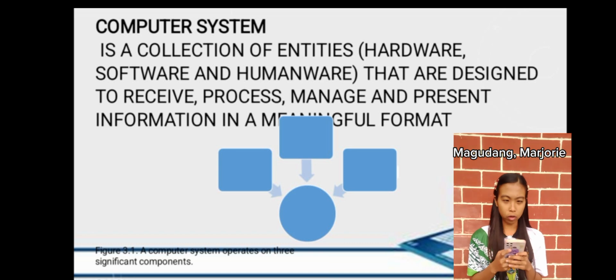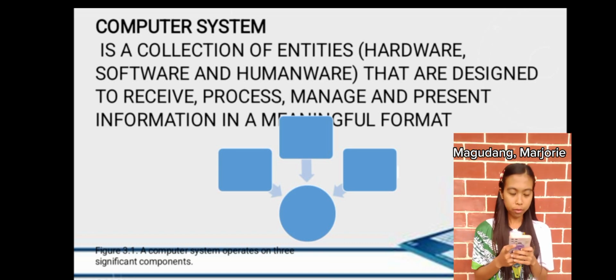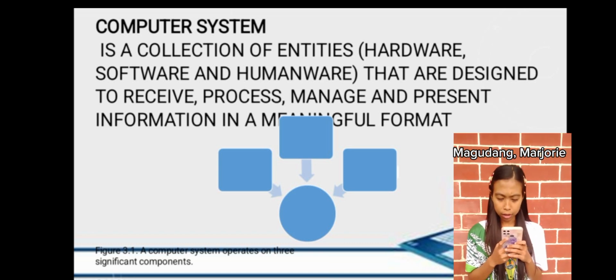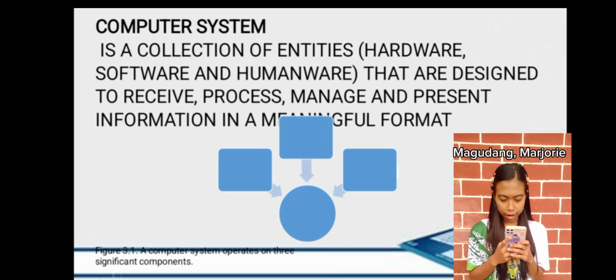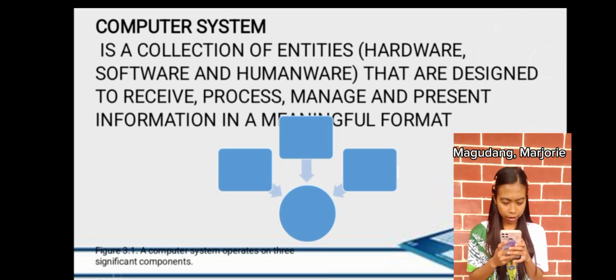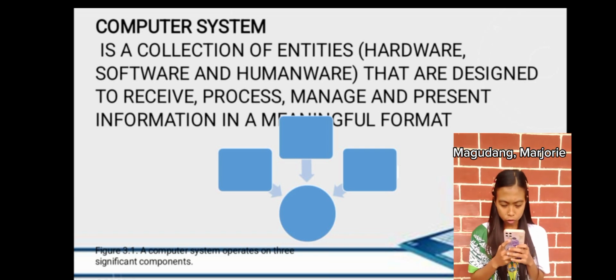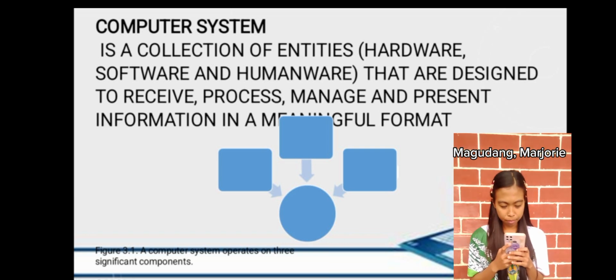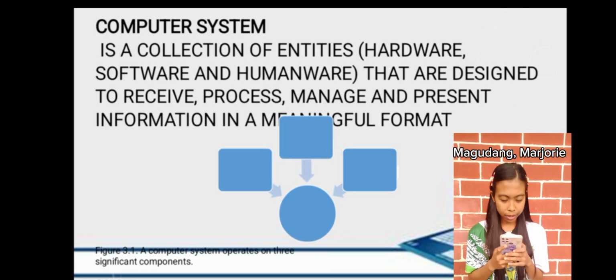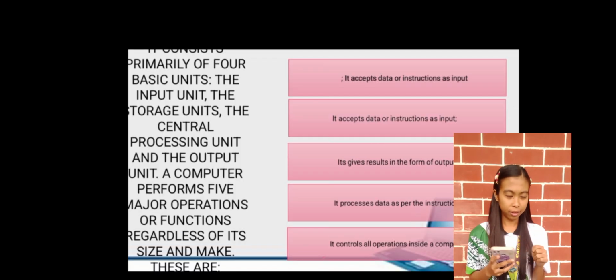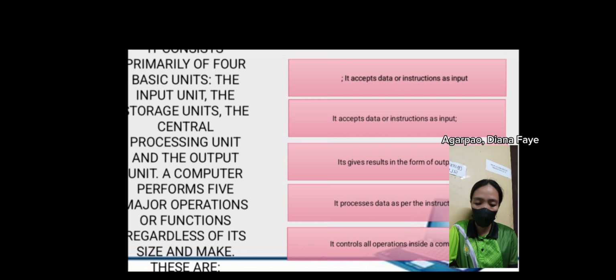We discuss the computer system. A computer system is a collection of entities, hardware, software, and humanware, that are designed to receive, process, manage, and present information in a meaningful format. It consists primarily of four basic units: the input unit, the storage unit, the central processing unit, and the output unit.